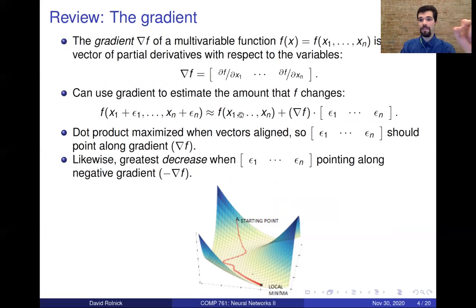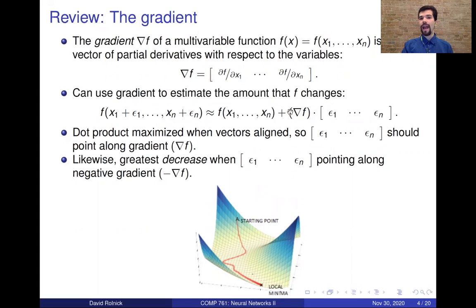So this is the way that the gradient helps us to do a first order approximation. We say, suppose that we moved each one of our coordinates by this little amount. So we're taking our vector x, x1 through xn, and we're moving it by a vector epsilon, epsilon1 through epsilon n.